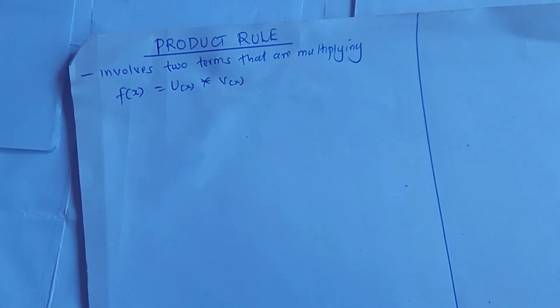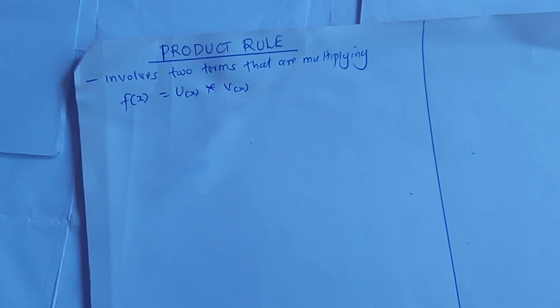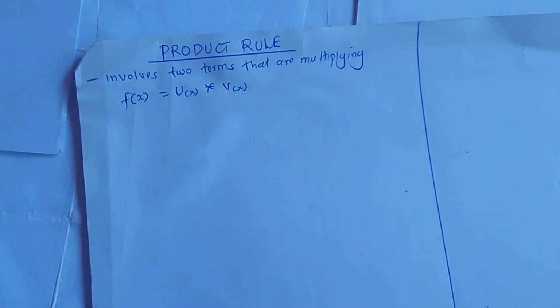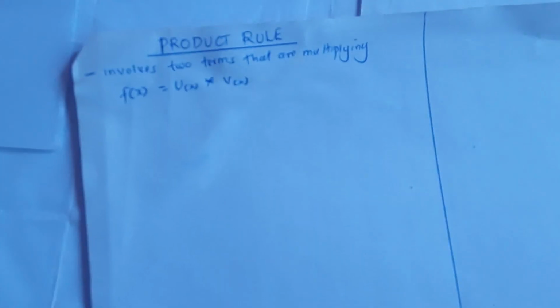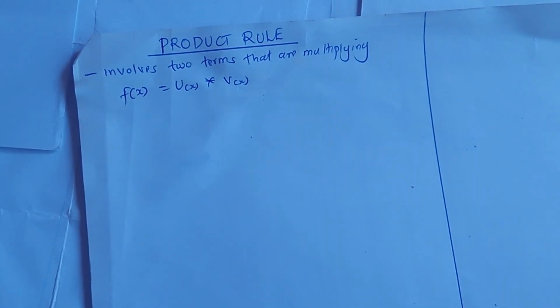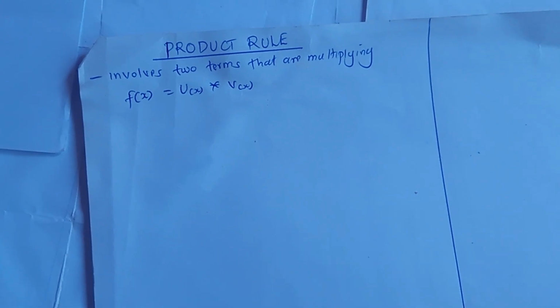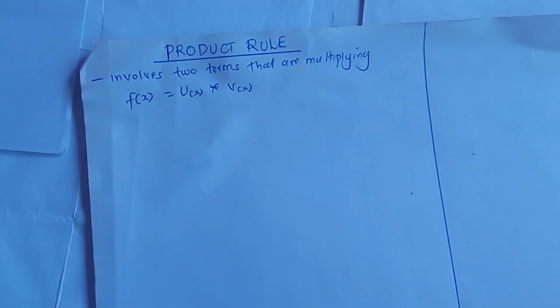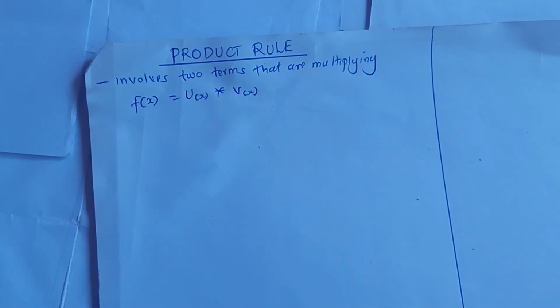Today we are going to look at the fourth method of differentiation called the product rule. In the previous class we looked at the chain rule differentiation method, and under the chain rule differentiation method we said it involves either two terms that are adding or subtracting each other. But under the product rule, it involves two terms that are multiplying. This is just as a result of multiplication.